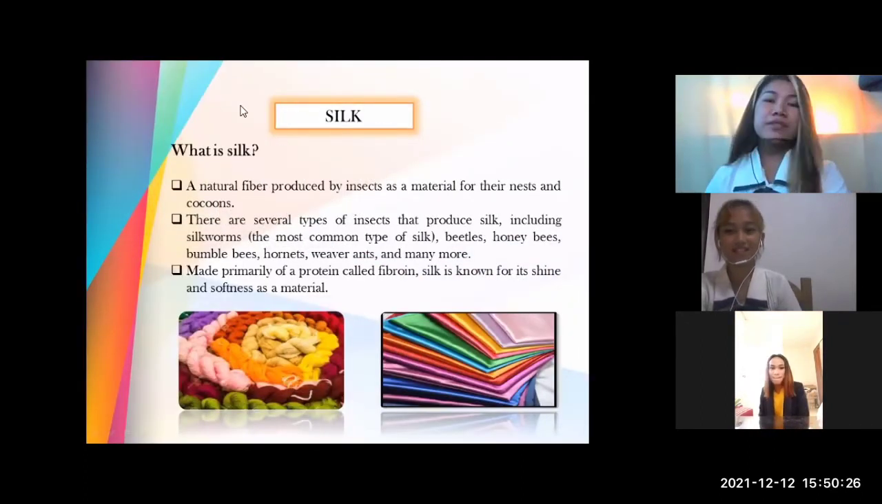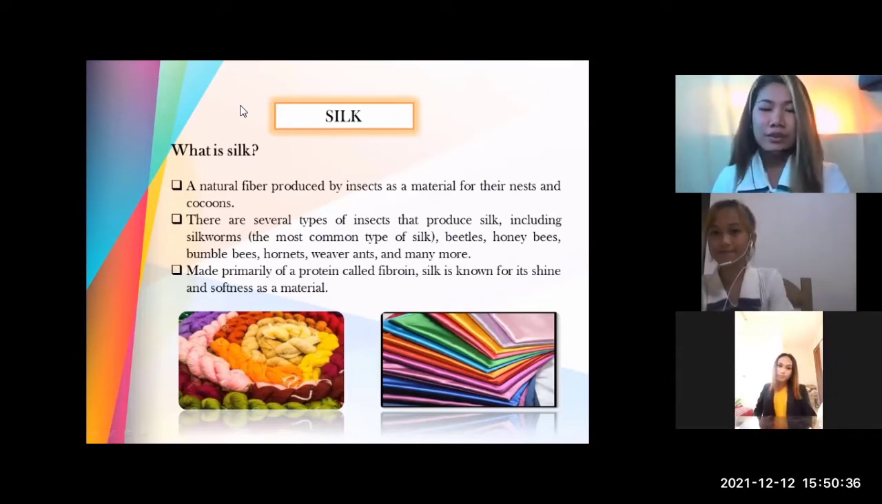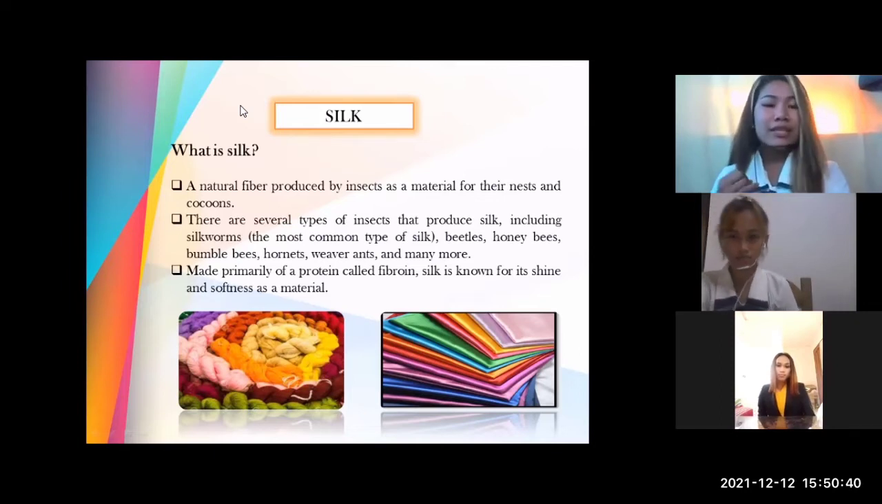So now let's proceed with my topic, which is all about silk. So what is silk? Silk is a natural fiber produced by insects as a material for their nests and cocoons. There are several types of insects that produce silk, including silkworms, beetles, honeybees, bumblebees, hornets, weaver ants, and many more. Made primarily of a protein called fibroin, silk is known for its shine and softness as a material.